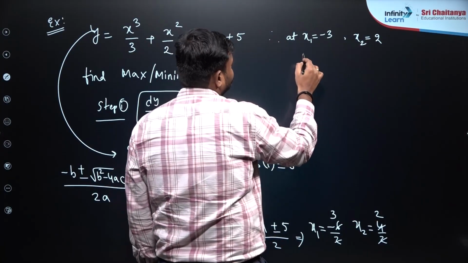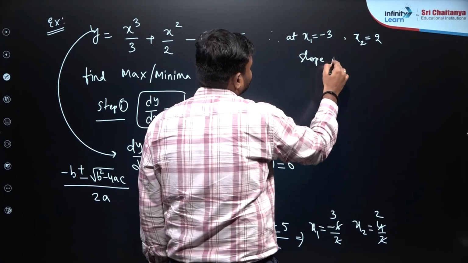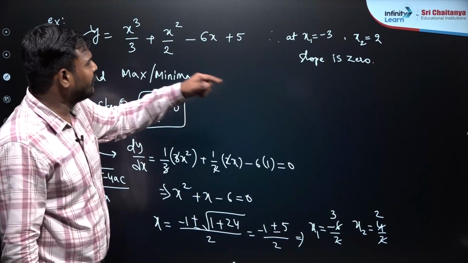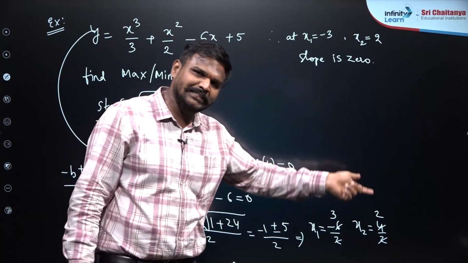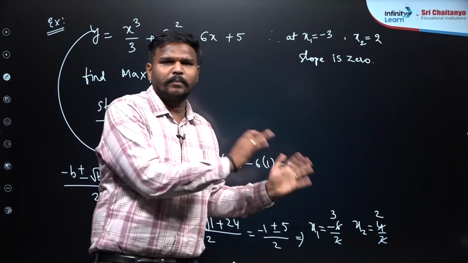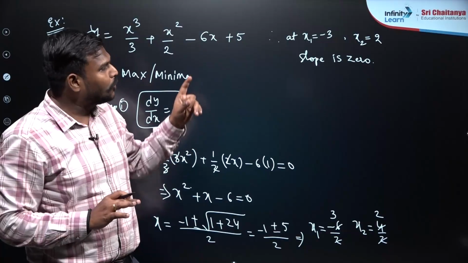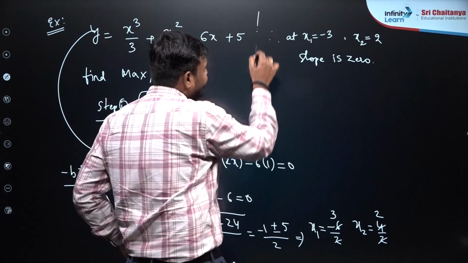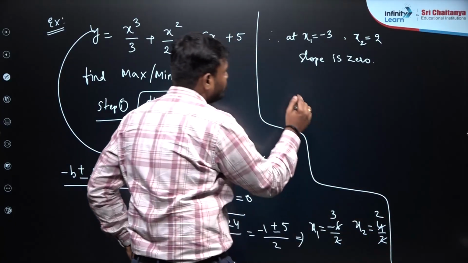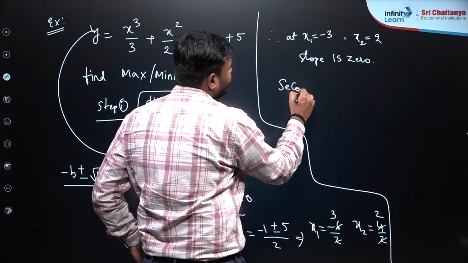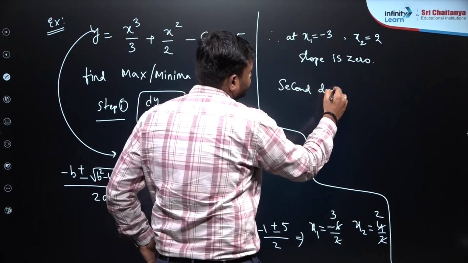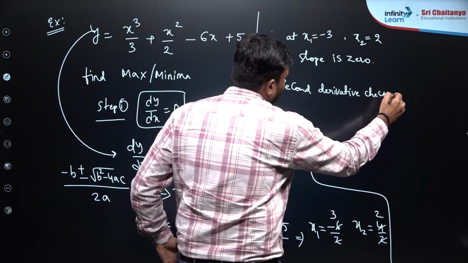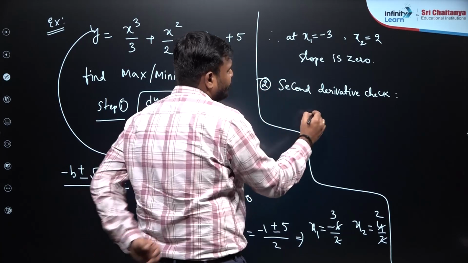Slopes are 0. So we can conclude that one point can be maxima, one point can be minima, or both can be maxima, both can be minima. But to know which is maxima, which is minima, what we will do, sir? Second derivative check. That is step 2.